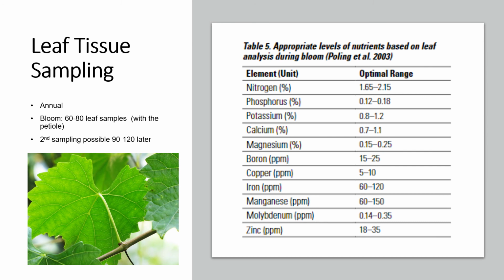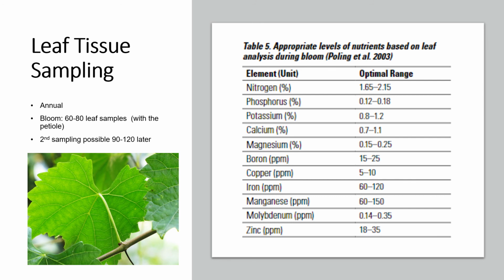And there's really two different times you can do sampling. The one that we currently recommend the most is to do bloom sampling. So we would go out and pull 60 to 80 leaf samples, so whole leaves where it's the leaf and the petiole, and collect those from a uniform area, so over a single cultivar or a single area that is being managed the same way or is of the same age, the same plant age.